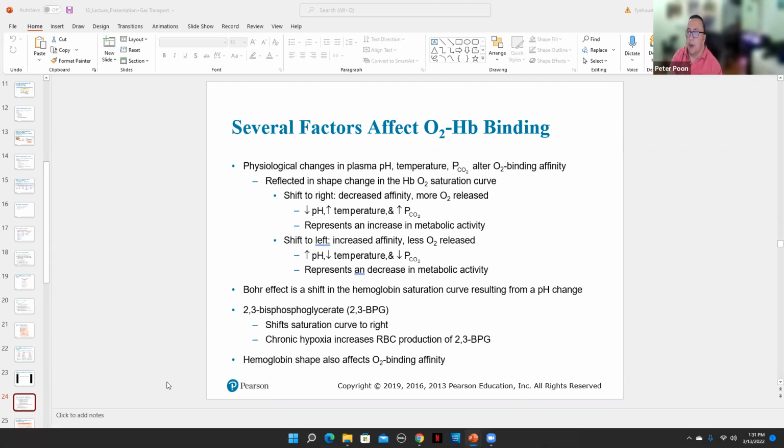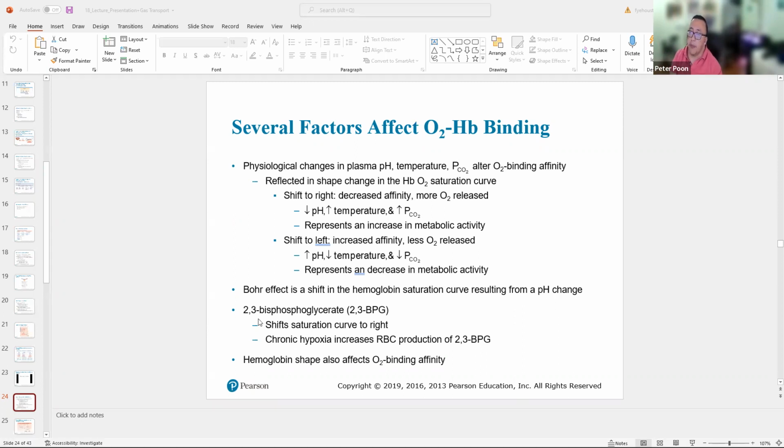change. Okay, so we have this molecule called 2,3-bisphosphoglycerate, or 2,3-BPG. It shifts the saturation curve to the right, and if you're chronically hypoxic, then you want to make more 2,3-BPG because you want to release more oxygen into the bloodstream. Okay, if you're currently low on oxygen, then you want to release more from the hemoglobin. So okay, chronic hypoxia results in increased 2,3-BPG. Okay.